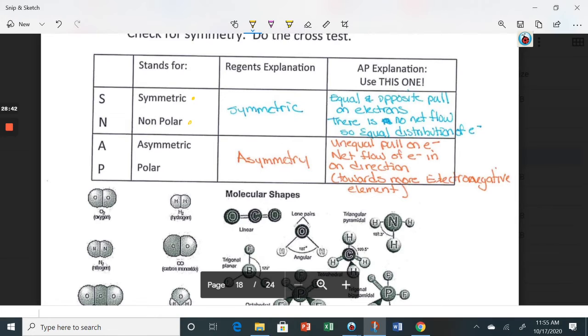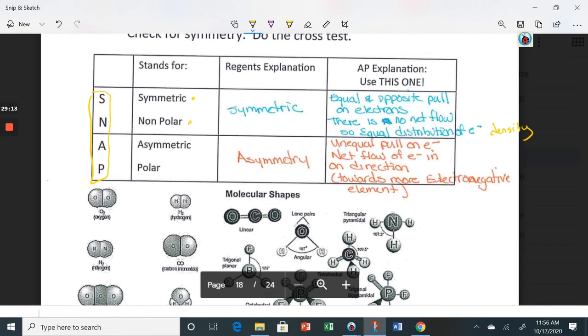But in AP, you have to say there's equal and opposite pull on the electrons, so there is no net flow. There is an equal distribution of electron density. We're going to add in the word density to be more correct there. Where do the electrons hang out? Well, they hang out throughout the molecule equally. If it's asymmetric, it's polar. So that's where this acronym SNAP comes from. Symmetric, nonpolar, asymmetric, polar. It's a SNAP.